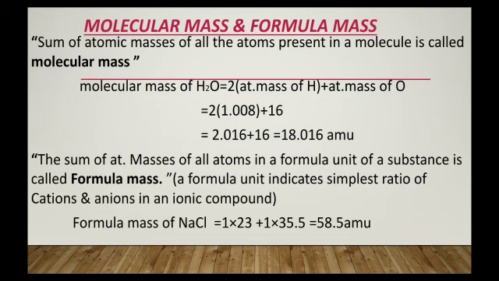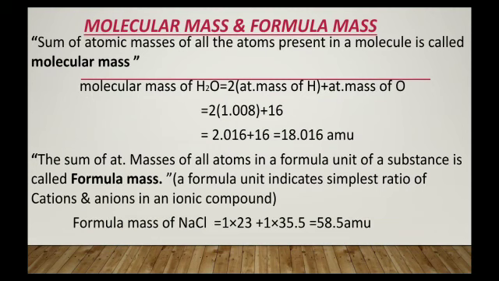Next is the formula mass. The sum of atomic masses of all the atoms in a formula unit of a substance is called the formula mass. The only difference between the molecular mass and the formula mass is of the names. Molecular mass is calculated for the covalent compounds and formula mass is calculated for the ionic compounds. One unit of a covalent compound is called a molecule. Like water, we call it a molecule of water, because water is a covalent compound.